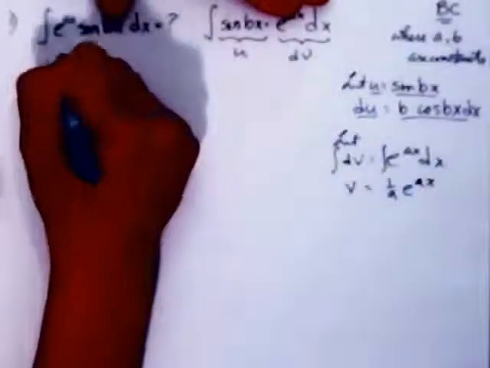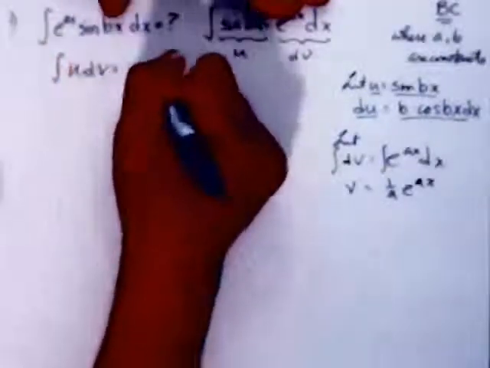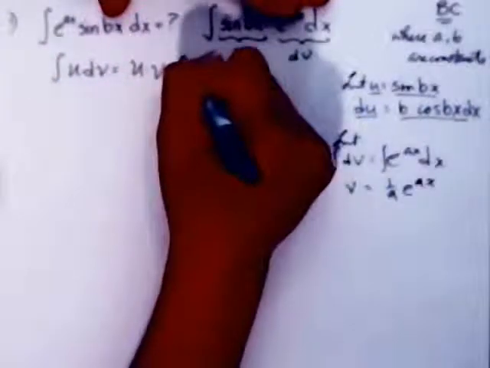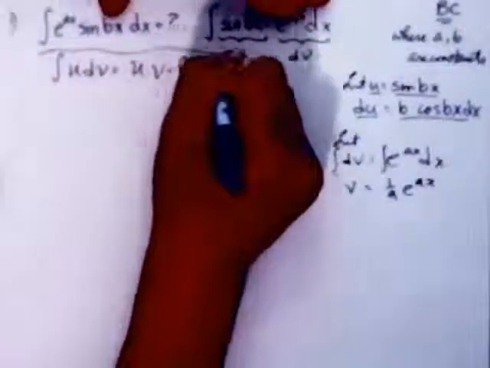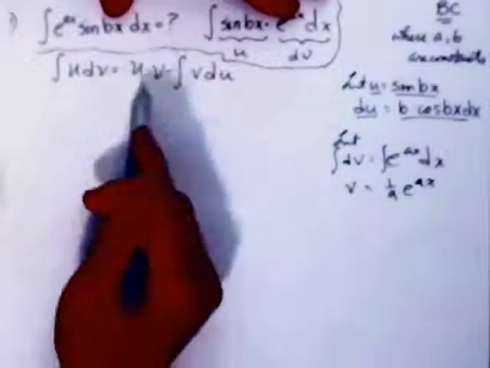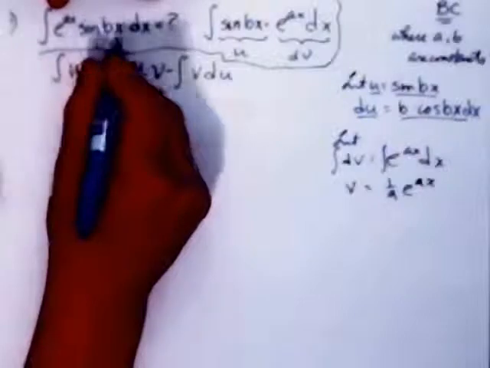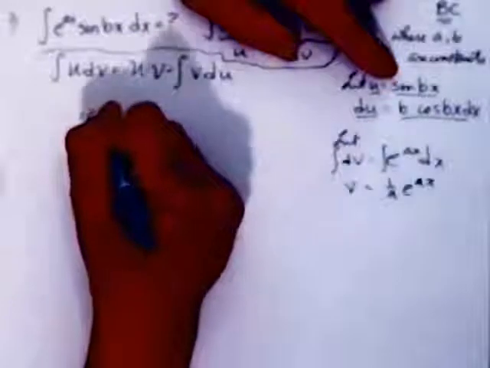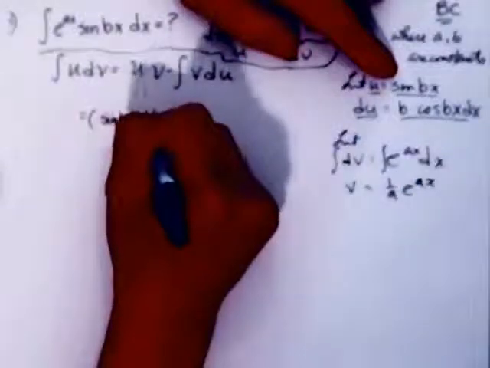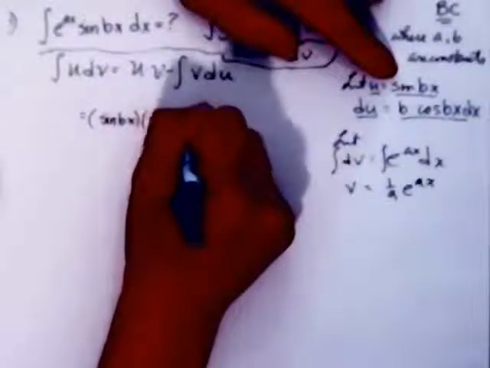Okay, so the integral of u dv is equal to u times v minus integral of v du. That is the integration by parts. It comes from the product rule. So that integral of e to the ax sine of bx dx becomes u, which is located right here, sine of bx times v, which is 1 over a, times e to the ax, minus integral of v du.